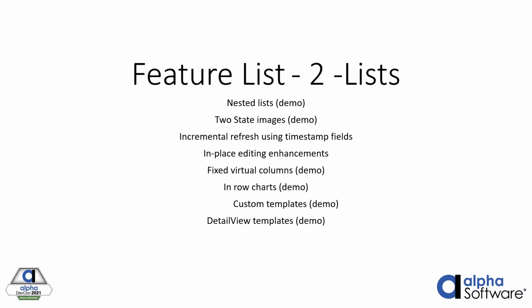And I think we're pretty much there at this point now. So lists, the list control is at this point an extremely rich control for building web and mobile applications. So we're going to be demoing nested lists, two-state images, which are images in the list that toggle their state with animation when you tap on them.